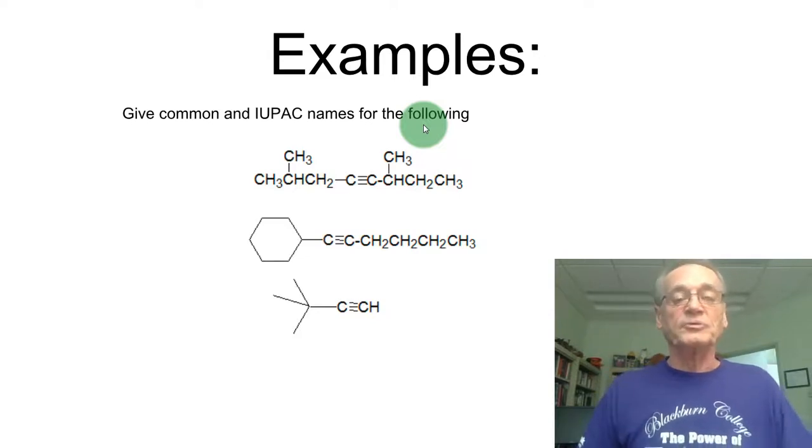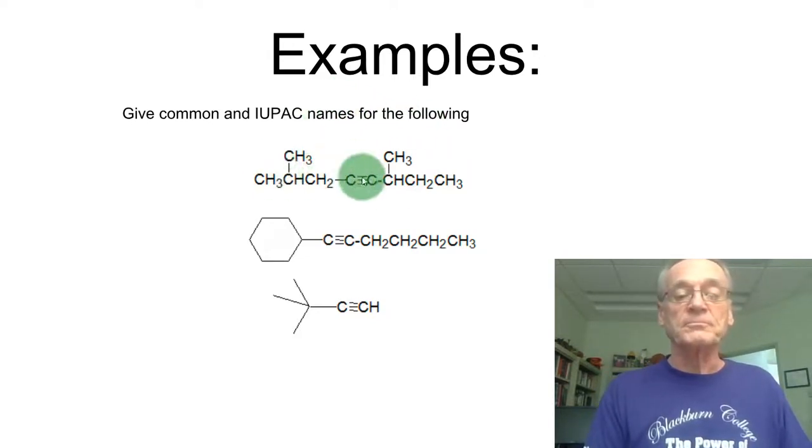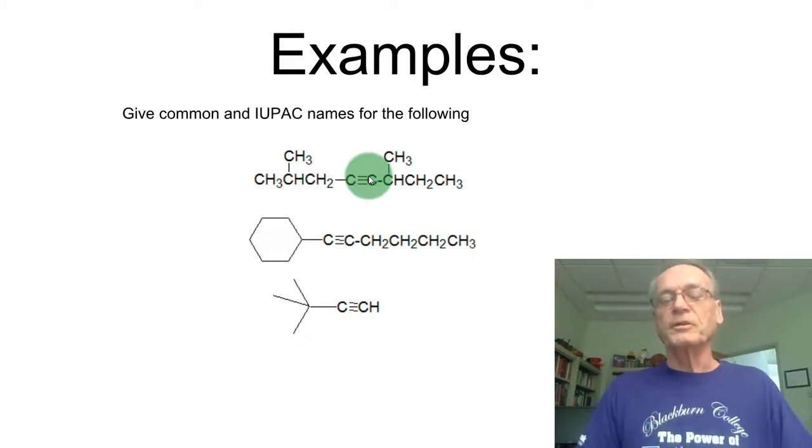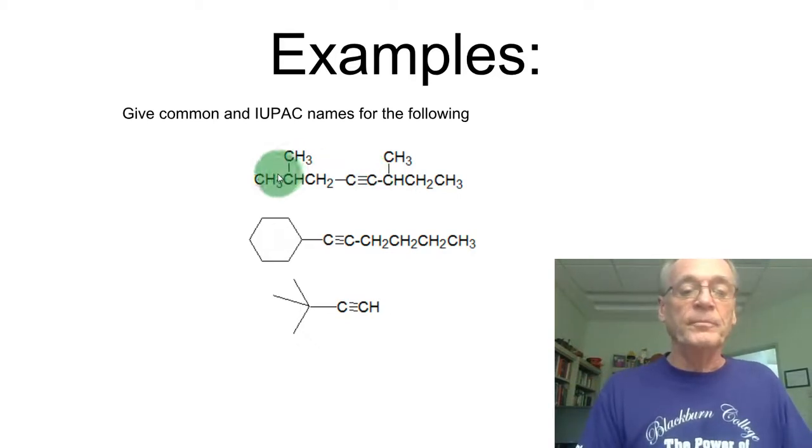So, some examples of the IUPAC system. Let me point out, the longest chain includes both carbons of the triple bond. Just as we saw with alkenes, the longest chain has to include both carbons of the double bond. And so you base your name on how many carbons are in that longest chain. Then you decide which end you're going to number from.